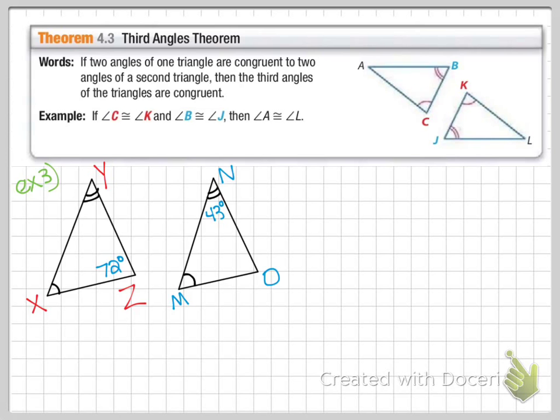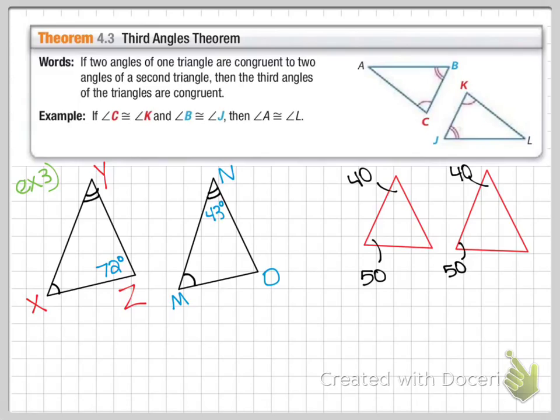So I'm going to draw two random triangles over here on the side, and we're going to see if the third angles theorem checks out. I'm going to make them look as close as I can to the same size, but I'm going to be a little off, and that's okay. Let's say that this angle is 50, and this angle up here is 40. Let's say that this angle in this triangle is also 50, and this one is also 40, and these are not drawn to scale.